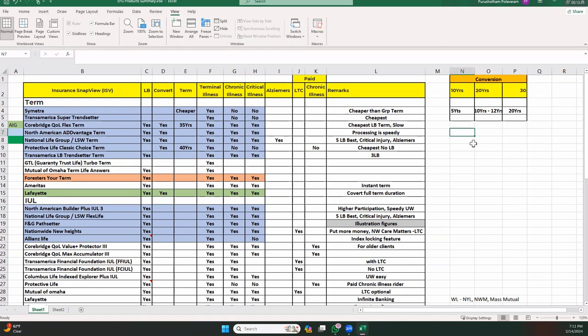The beauty is that it has 5 living benefits, one of the best in the market, and it has critical injury and Alzheimer's additionally, apart from the critical, chronic and terminal illness. So this is the standard 3. They have additionally critical injury and Alzheimer's also included. It's the same even in the permanent platform in the IUL.